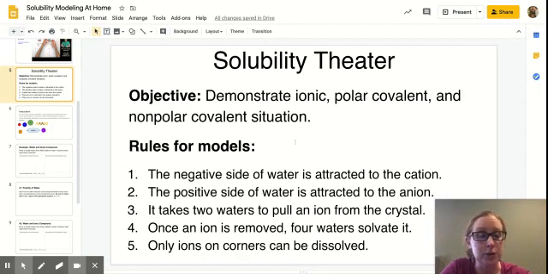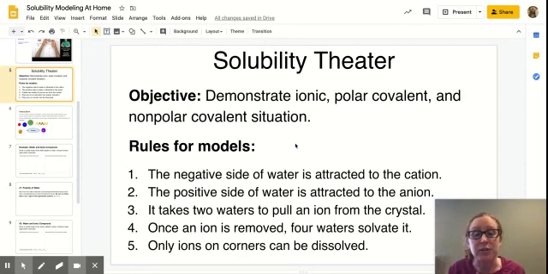The rules for building these models are that the negative side of the water is always going to be attracted to the positive cation, assuming there's a cation. The positive side of the water is going to be attracted to the negative anion. It takes two waters to pull an ion from a crystal. However, once that ion is removed, 4 waters are required to create the hydration shell, or to solvate it, which means to dissolve it completely within the water, which is what makes it look like it disappears. And then only ions on the corners can be dissolved.